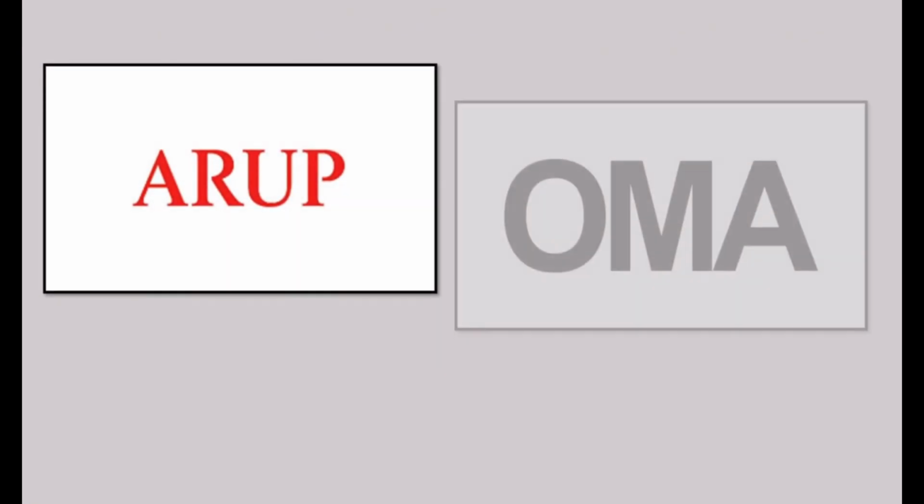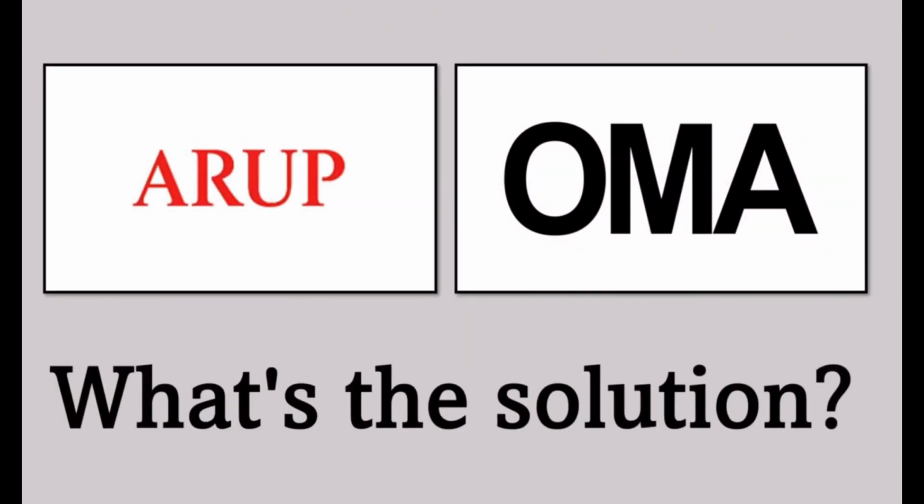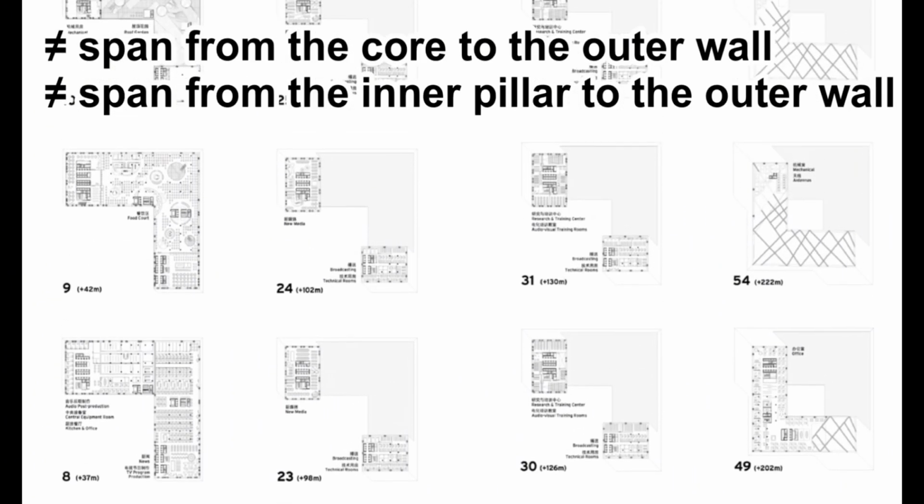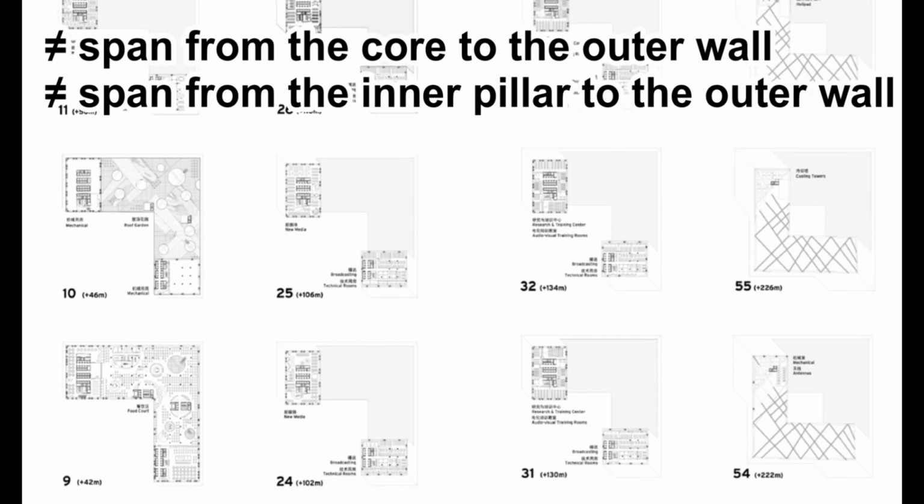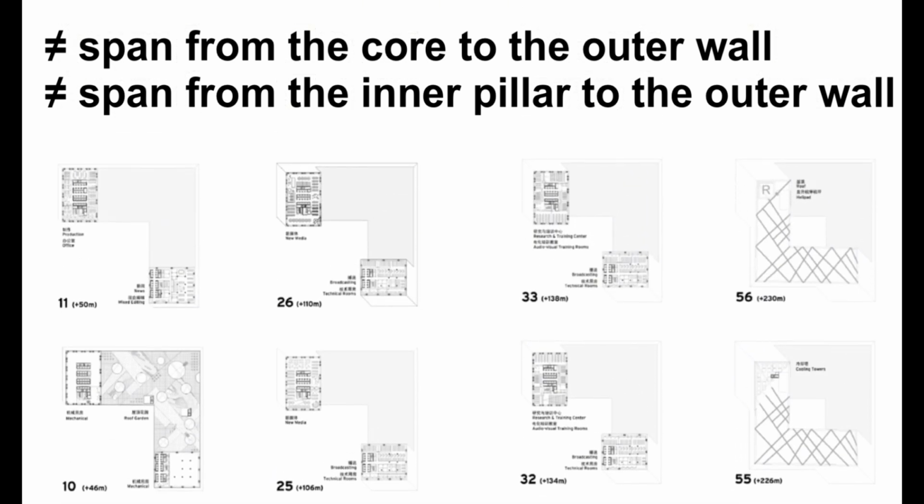What form of the core did ARUP and OMA solve the tilted form of the building with instead of the tilted core? To create a unique shape, the CCTV headquarters keeps the outer tube structure in an inclined shape, while the core is designed vertically. As a result, each floor has a different configuration, and the span from the core to the outer wall and the span from the inner pillar to the outer wall are different for each floor.